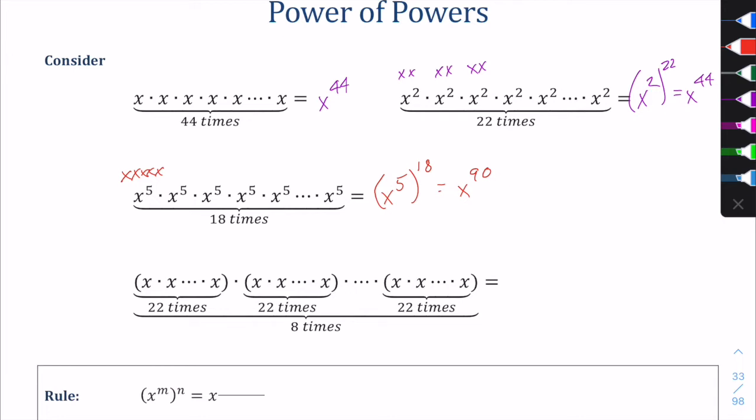Let's look at another example just to drive it home. If we have x times x times x 22 times, that's x to the 22nd, of course. We keep going, and we have each of those x to the 22nds 8 times. Well, that's x to the 22nd to the 8th. Well, we would have 8 groups of 22, and so that's really going to be x to the 176th power. Wow, that is a lot of x's.